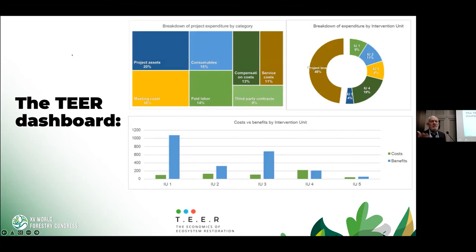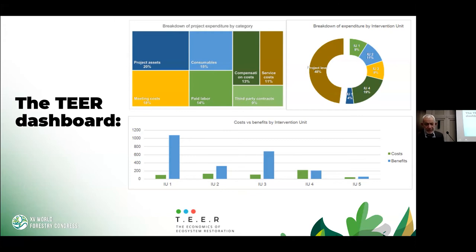One of the issues is that collecting this data is a lot of effort for the manager. So to give them an incentive to do it, the TEER team has created this dashboard, which is a tool for the project manager to follow his own project or to valorize it with various stakeholders and partners. So he puts information in the system and he gets out of the system an analysis of his own project, which is already a form of valorization for him.